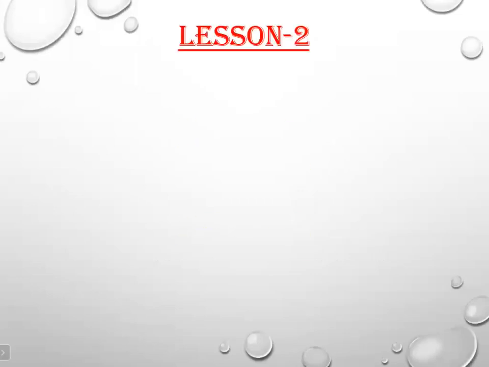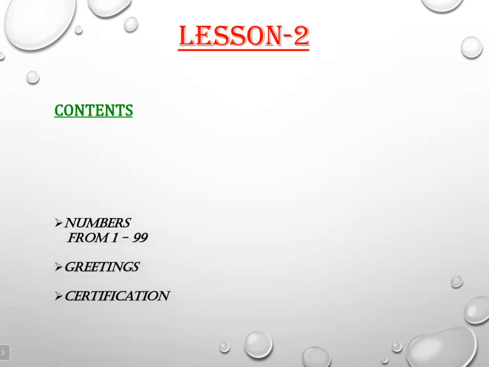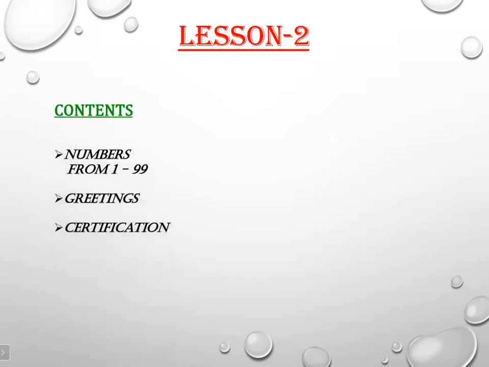Okay. So in the previous lesson, we have learned about the pronunciation of hiragana, then the numbers from 1 to 10, and some greeting words. So in lesson 2, we are going to learn numbers from 1 to 99. We have a review of 1 to 10 numbers and then 11 to 99. Then some more greeting words and then the certification. How we will get the certification in Japanese language. Okay, Ruchika, so let's start.